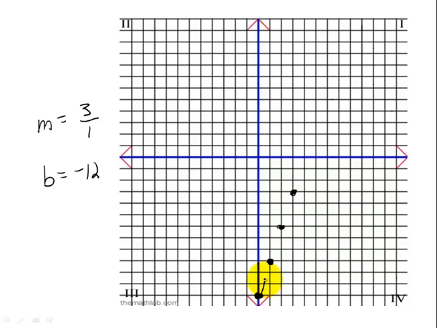So we just connect the dots, and it helps to have a ruler here. Put an arrow, and then here we have our sketched line.